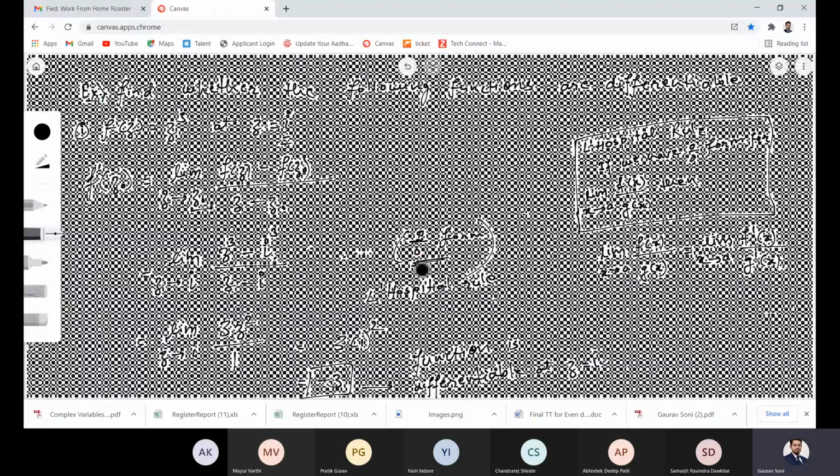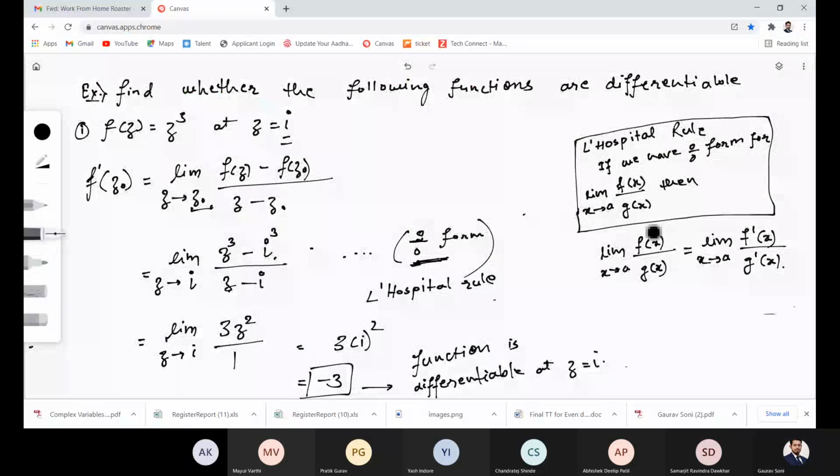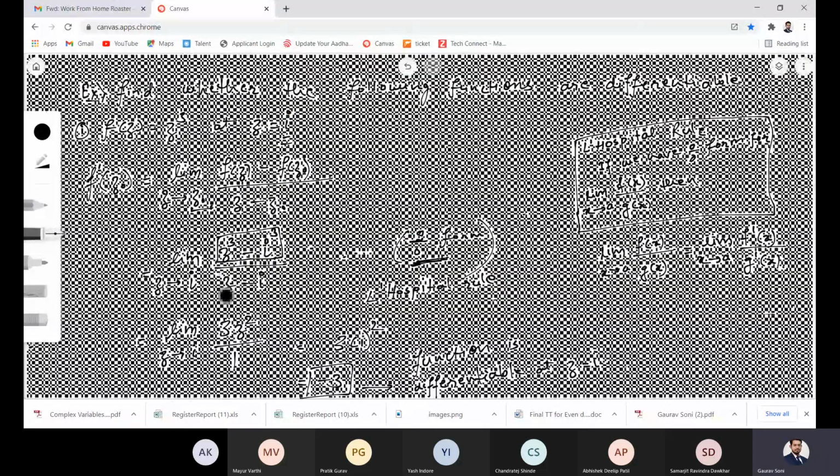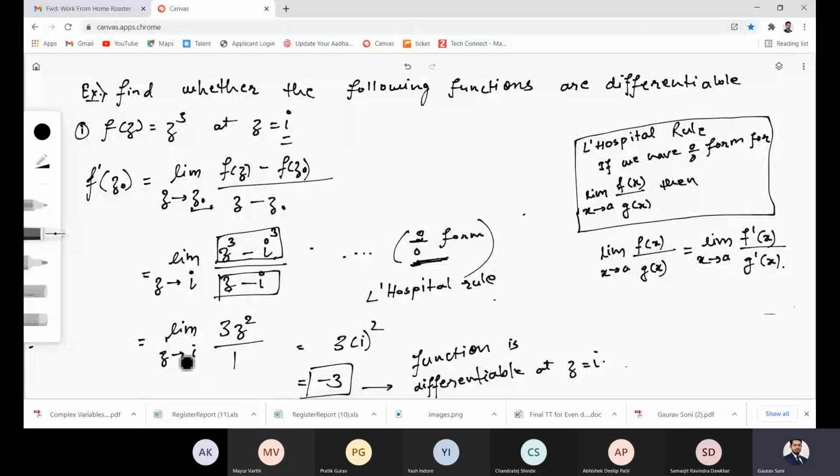So L'Hopital's rule says that whenever you get 0 by 0 form, that limit will actually be equal to the derivative of the numerator upon the derivative of the denominator. So that's why I took the derivative of this, just 3z square, and the derivative of the denominator, and then I put the limit. Now I can place i in the place of z, and I'm getting a non-zero term. So that is how you use L'Hopital's rule. Fine, if you want, you can write down L'Hopital's rule, or I will go ahead.